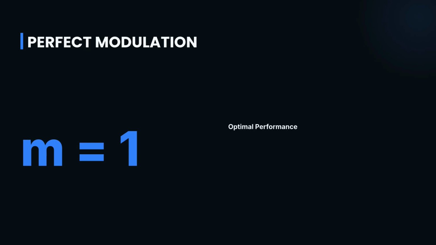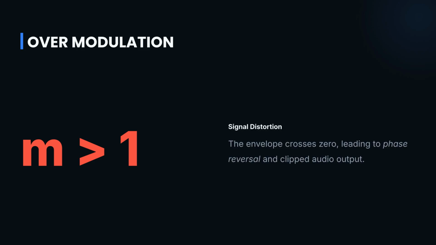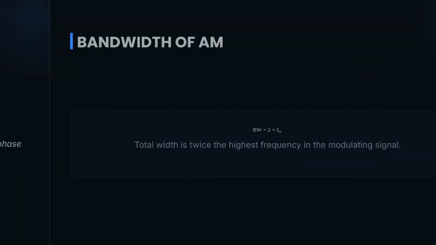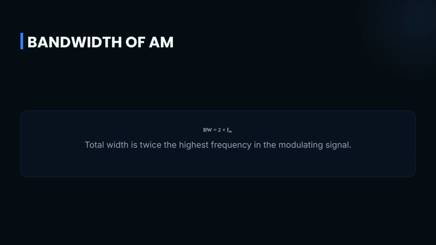Perfect modulation occurs when the index m equals 1. This is the optimal performance, providing maximum power in the sidebands without distortion, which is ideal for broadcasting. Overmodulation occurs when m is greater than 1. This causes signal distortion because the envelope crosses zero, leading to phase reversal and clipped audio output. The bandwidth of an AM signal is calculated as twice the highest frequency in the modulating signal, or 2 times FM max. Advantages of AM include simplicity, making transmitters and receivers inexpensive and easy to build.